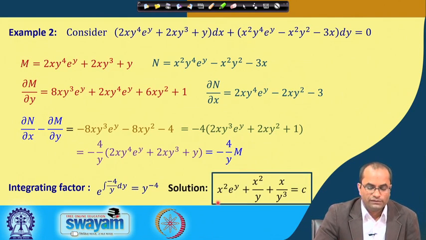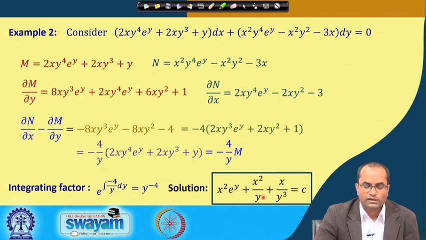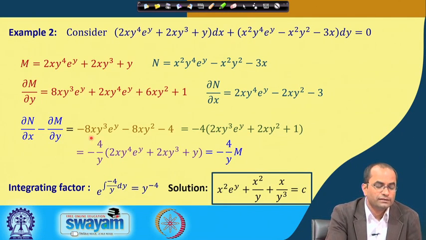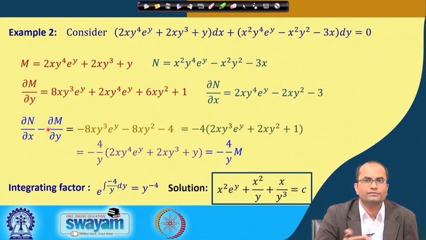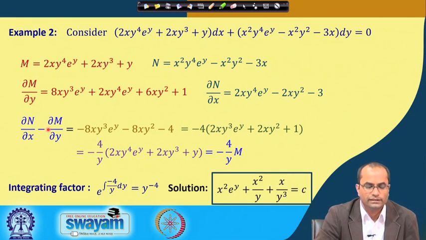So, one can solve this, and the solution will be coming as x square e power y plus x square by y plus x over y cube is equal to some constant. So, here again, that approach which we have discussed was a rather general approach, at least by the derivation, but we have considered only a few simple cases where we can get this integrating factor.